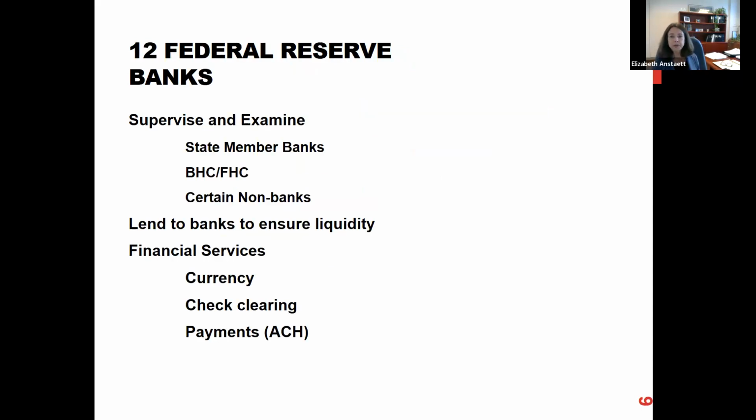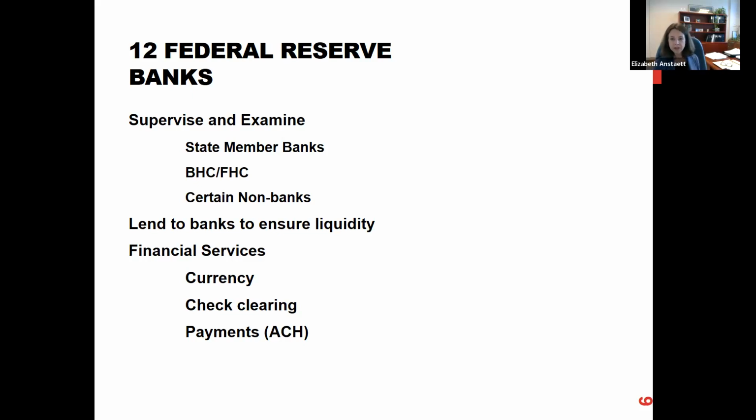The Federal Reserve serves as a supervising and examining authority. They examine and supervise all national banks and state banks that choose to be members, as well as the holding companies. BHC and FHC are abbreviations for bank holding companies and financial holding companies. We will talk about all of these topics and entities in far more depth throughout the semester. This is just sort of to give you a sense of the regulation and the structure.